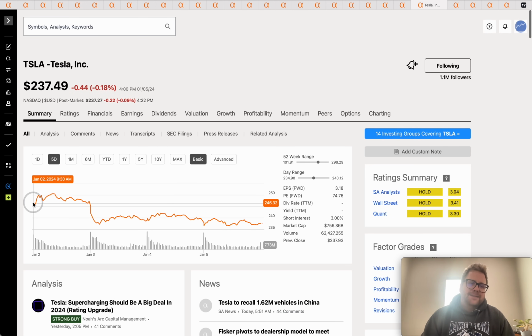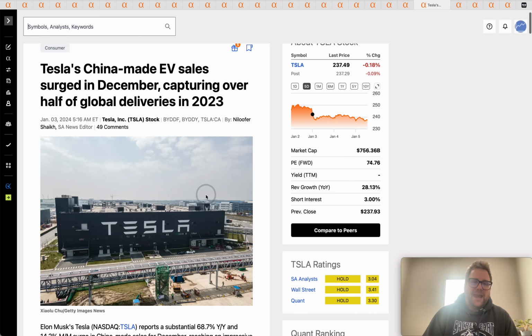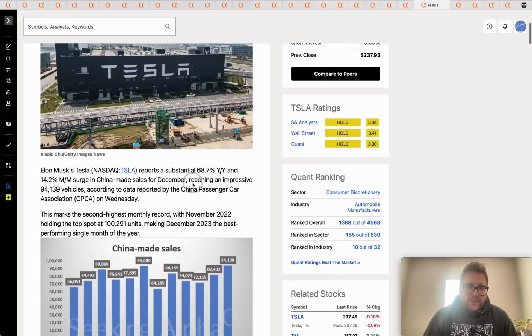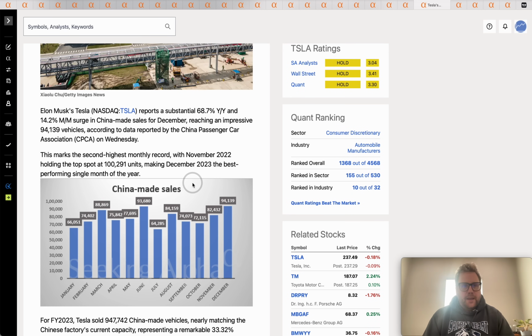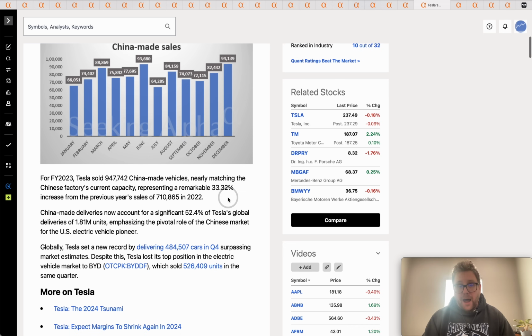Now, moving on to Tesla. Start of the week at 240.632, down nearly 3.6%. Finished the week at 237.49. Now, Tesla's China-made EV sales surged in December, capturing over half of the global deliveries in 2023. But that's not the story most people focused on. They talked about how BYD, I believe it's called, is shipping more cars in the country of China. China is so big and so gigantic. Tesla is playing more the higher end, the premium, the Apple, if you will, in terms of EV sales, and other competitors there are racing towards the bottom when it comes to pricing.